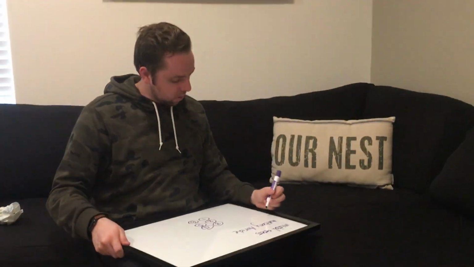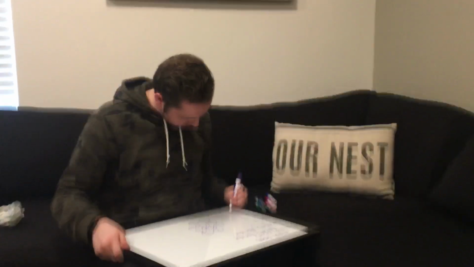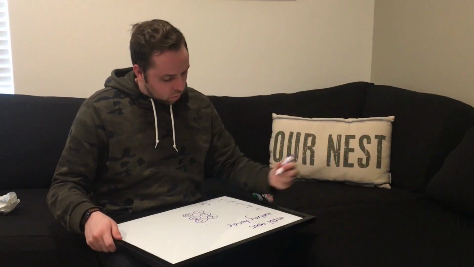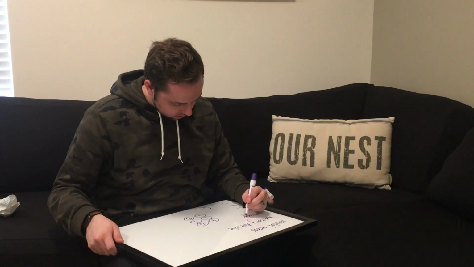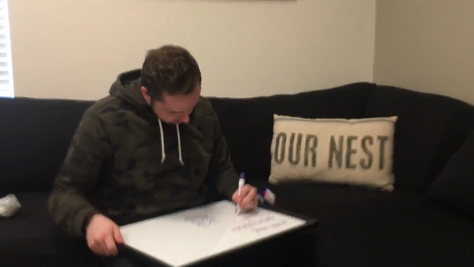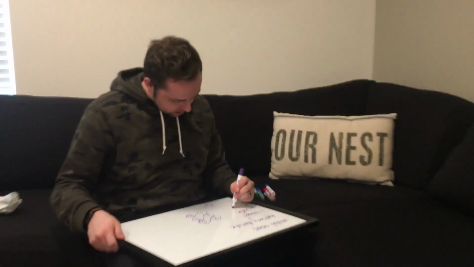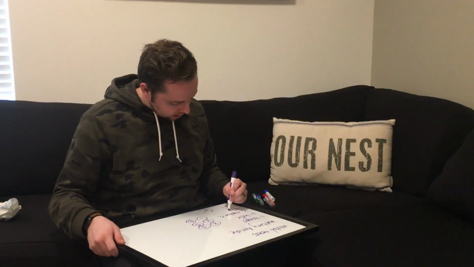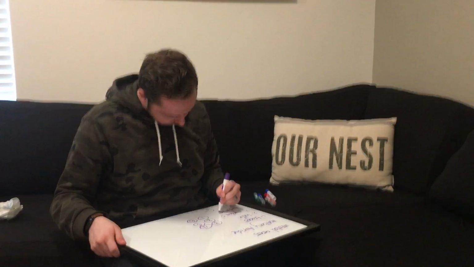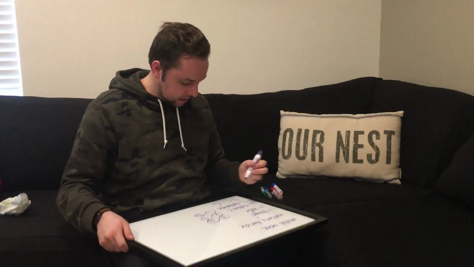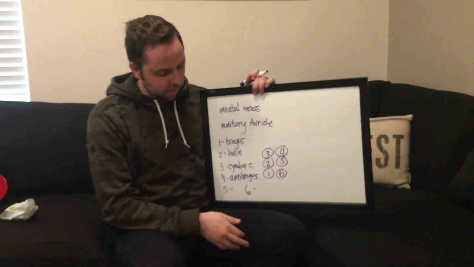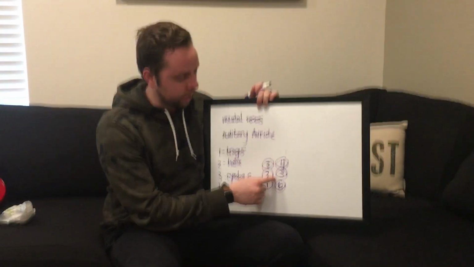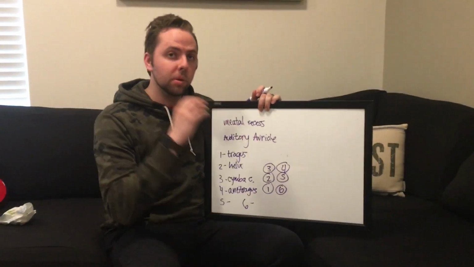And they each have their own name, which I will write down here. One is called our tragus, 2 is called our helix, 3 is called our cymba concha, I'll just put a C for concha, 4 is antitragus, 5 is our antihelix, and 6 is our concha. So we have tragus, helix, cymba concha, antitragus, antihelix, and concha. Those will ultimately become this.